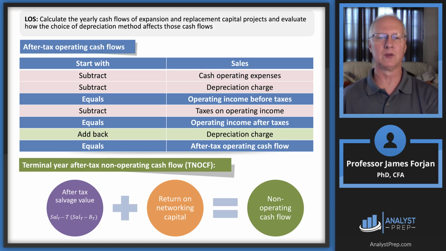All right, so I'm sure you guys remember this little formula back from level 1. So let's go ahead and quickly go through this on the right-hand side of the column. So we're going to start with sales. We'll subtract out our cash operating expenses.